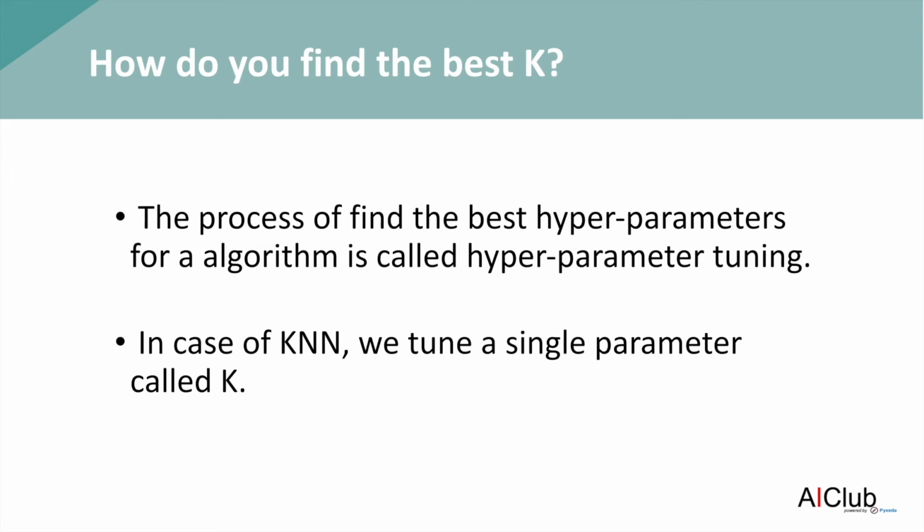In summary, KNN is a very simple algorithm and is very easy to understand. It has a single parameter called K that you want to tune. As you learn about other algorithms, you're going to see that some sophisticated algorithms can have many hyperparameters to tune and can be very complex. But KNN has the advantage of being really simple, easy to understand, and easy to do hyperparameter tuning on.